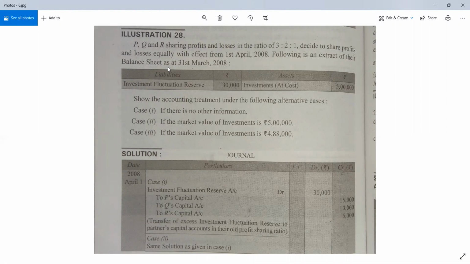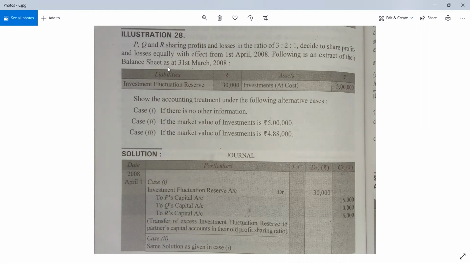Now what is given here? They are deciding to share the profits and losses equally from 1st April 2008. From 1st April 2008, the ratio will change and will become equal. That is, the new ratio is 1:1:1. Clear? Following is the extract of the balance sheet. The information has been given.